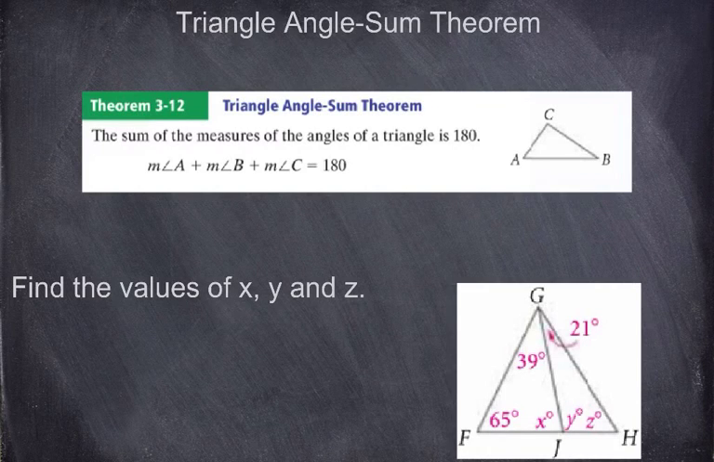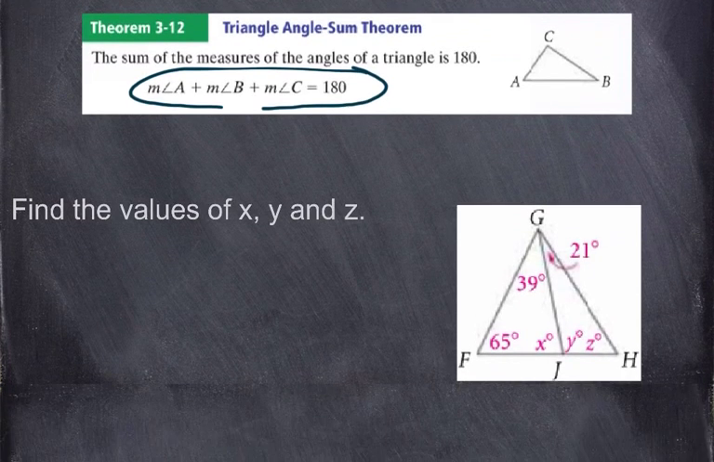Hello Geometry. This lesson is entitled Triangle Angle Sum Theorem. Now the triangle angle sum theorem is something that most of us, if not all of us, already know: the three interior angles inside the triangle add up to 180 degrees. So angle A plus angle B plus angle C is 180. We'll do the proof in class, but we're going to use that now to find other angles within other triangles.